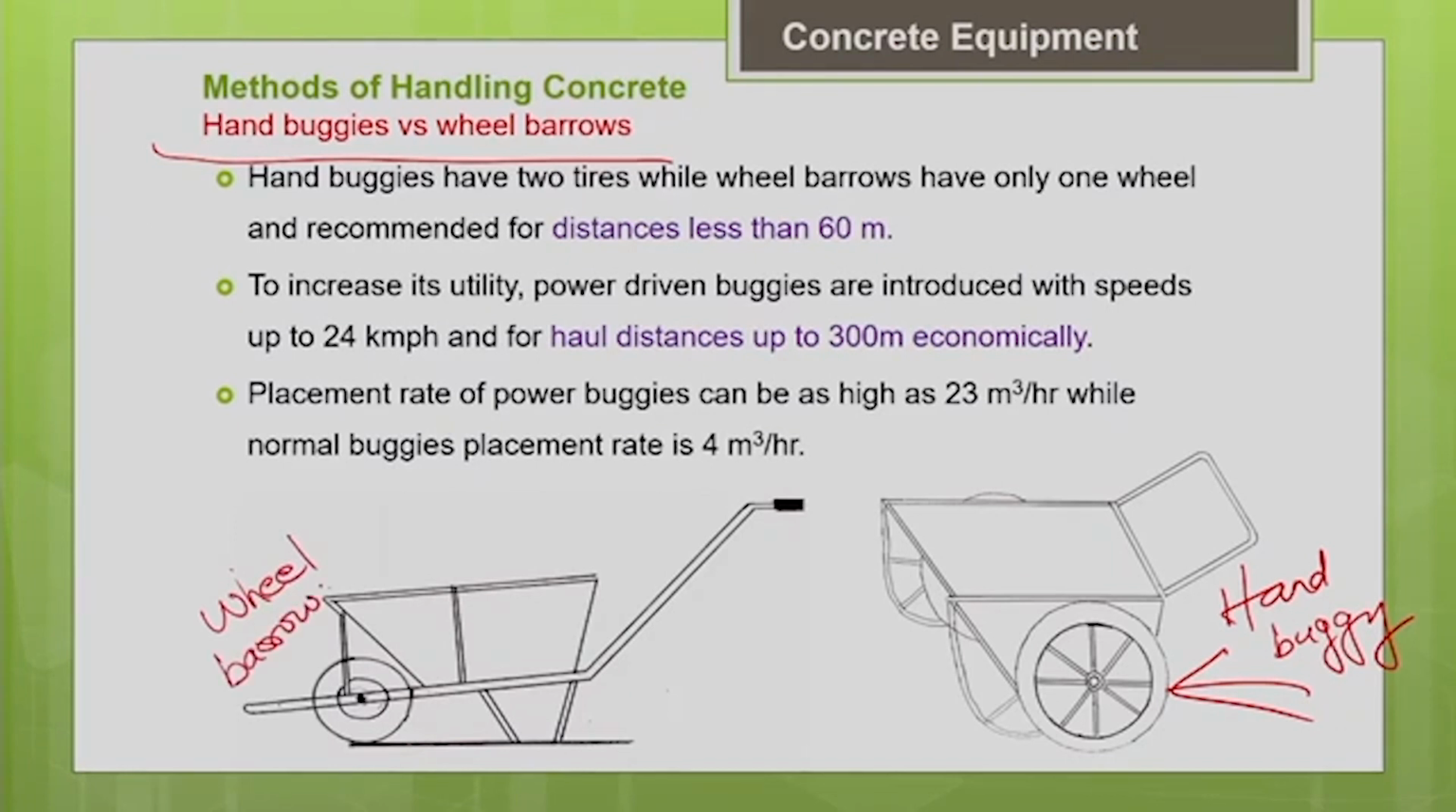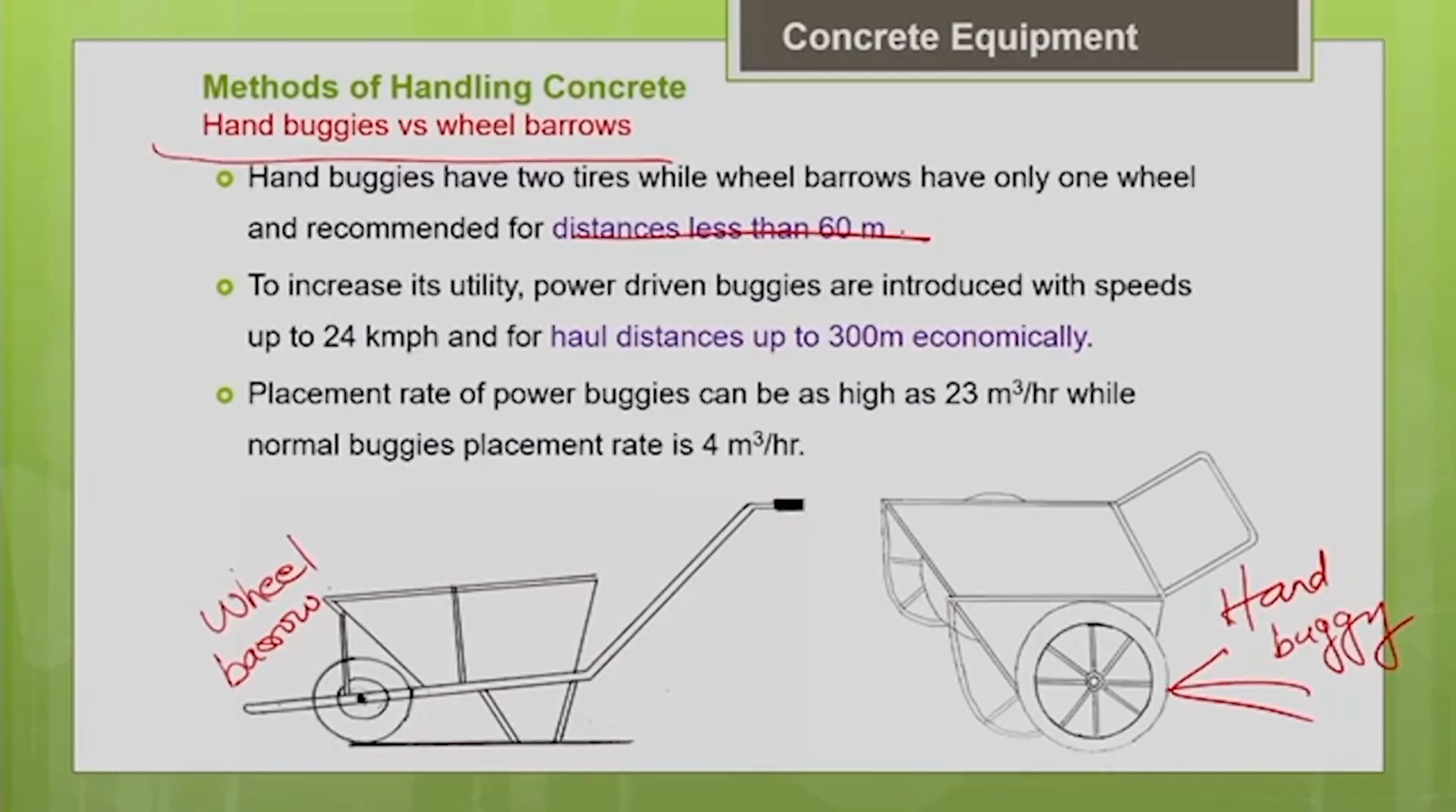So obviously the stability of the hand buggy is more when compared to the wheelbarrow. So when compared to a wheelbarrow, this buggy will have a better placement rate. But all these are economical only for a shorter haul distance. The economical haul distance with these wheelbarrows and hand buggies is less than 60 meters.